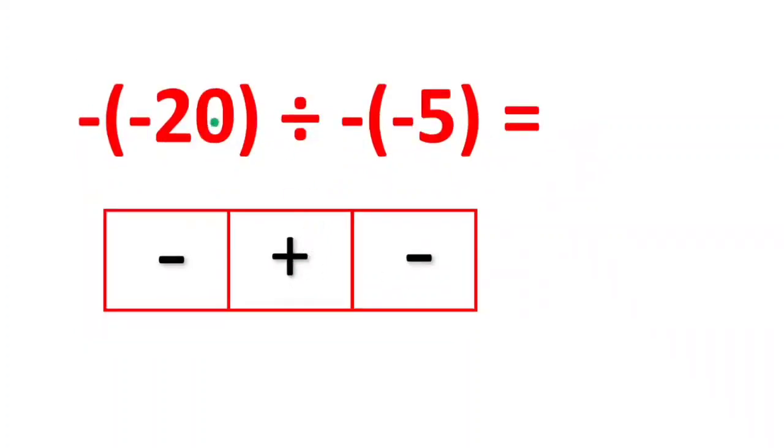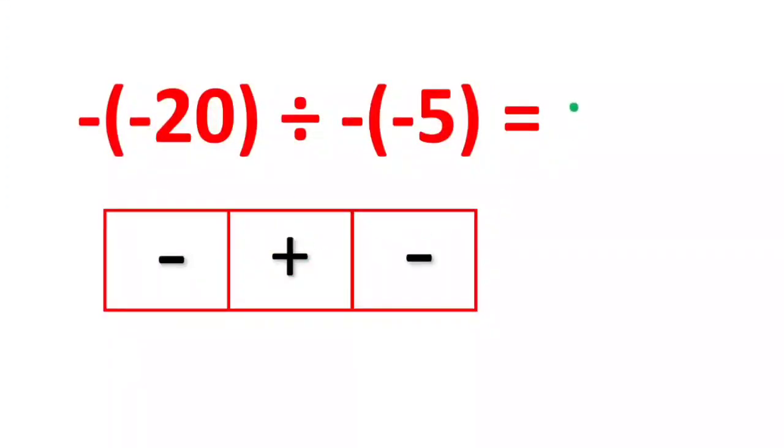Now look here. Negative and negative 20 divided by negative and negative 5. Here are two continuous signs. First we change them into a single sign. Here are two continuous signs. Here are also two continuous signs. This trick also helps us to change into a single sign. So how? This negative is matching, this negative is matching, remaining sign is positive.